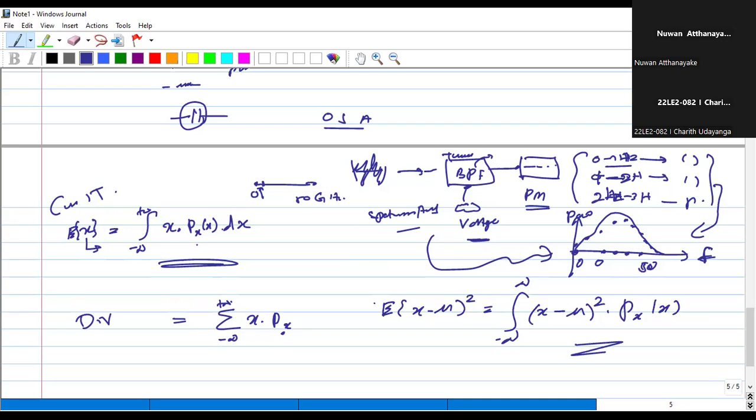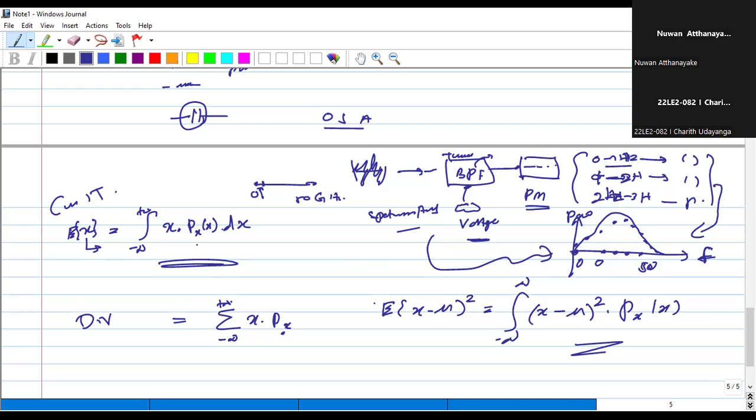We get 10 readings. Then what is the probability of having 5? Now 1, 2, 3, 4 are there. So 4 out of 10, that means 0.4 probability for 5. For 4, 1, 2, 3, that means 0.3 probability. For 3, only 1, that means 0.1 probability. For 2, there are 2, that means 0.2 probability. So these are the probabilities.